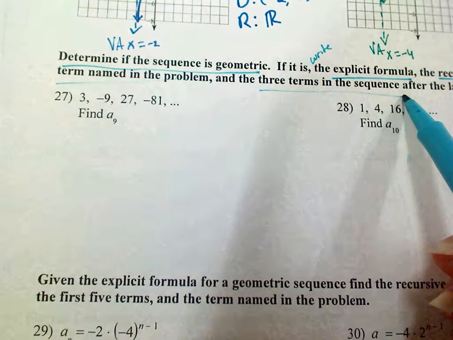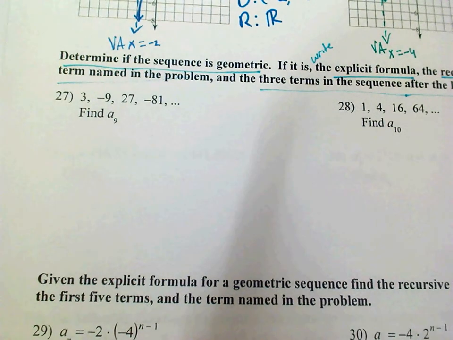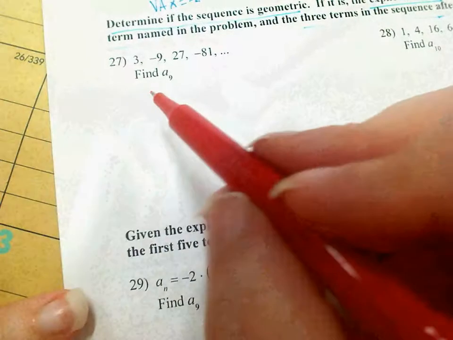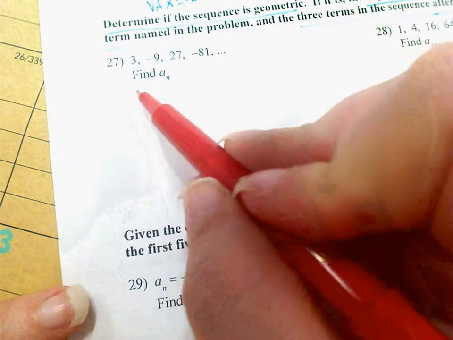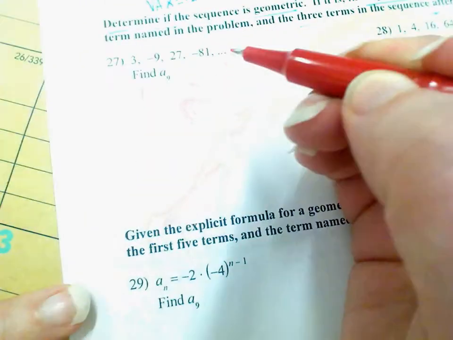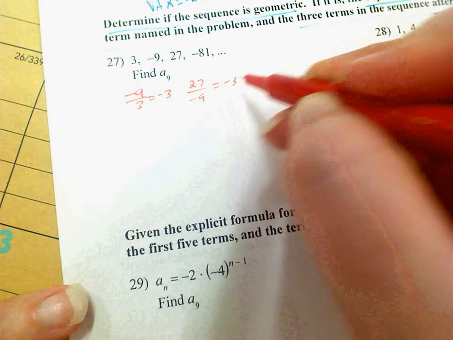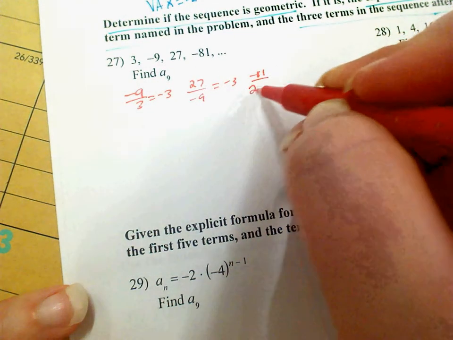Okay. So first I need to determine if it's geometric. So arithmetic sequences had a common difference. Geometric have a common ratio. So what I do is I divide each term by the previous term. So negative 9 divided by 3 gives me negative 3. 27 divided by negative 9 gives me negative 3. And negative 81 divided by 27 gives me negative 3. So that is a common ratio of negative 3.